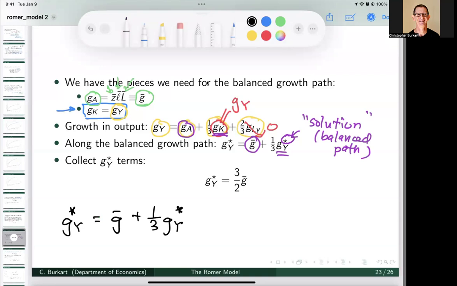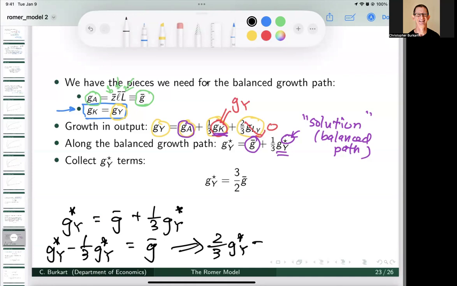Okay, so we start with this, subtract 1/3 GY star from both sides. I guess I should put the star, well, don't need to be too crazy about the notation, okay? So then the left-hand side of this becomes 1 minus 1/3, or 2/3 GY star, is G bar, or what we get here. Just multiply both sides by 3/2, and that's what we end up with. And that describes our balanced growth path growth rate.